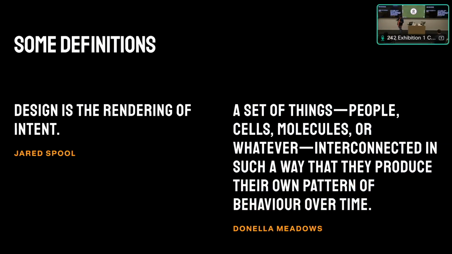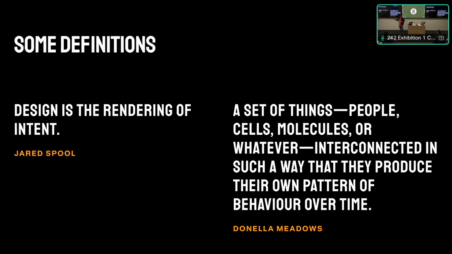So I like this definition from Jared Spool. Design is the rendering of intent. I think it's a freaking awesome way to explain design. It's bringing things visually. It feels like there's an action there, right? I also like this definition from Donella Meadows that says that a system is a set of things, people, cells, molecules, or whatever interconnected in such a way that they produce a pattern of behavior over time. That's a system. So that's design, and that's a system.